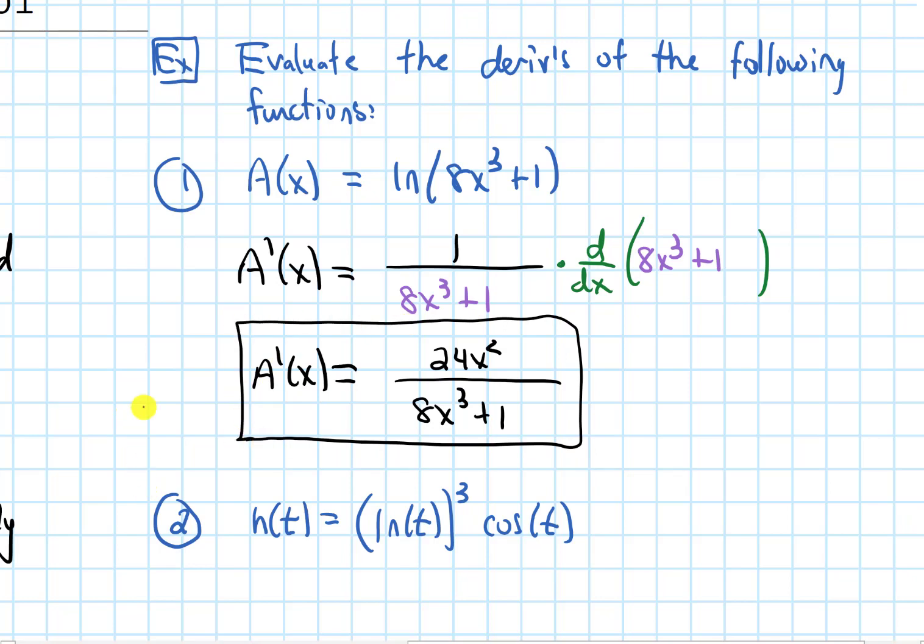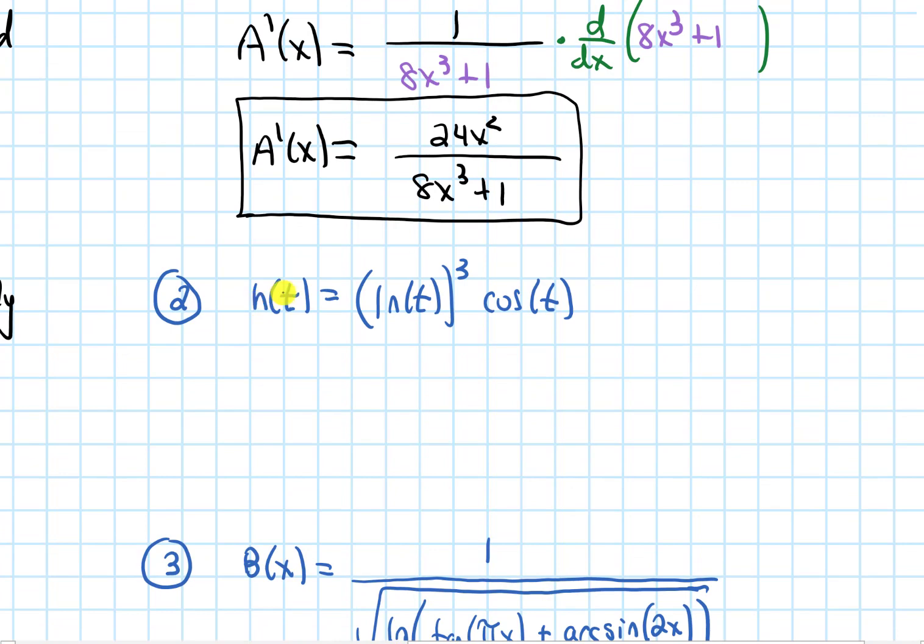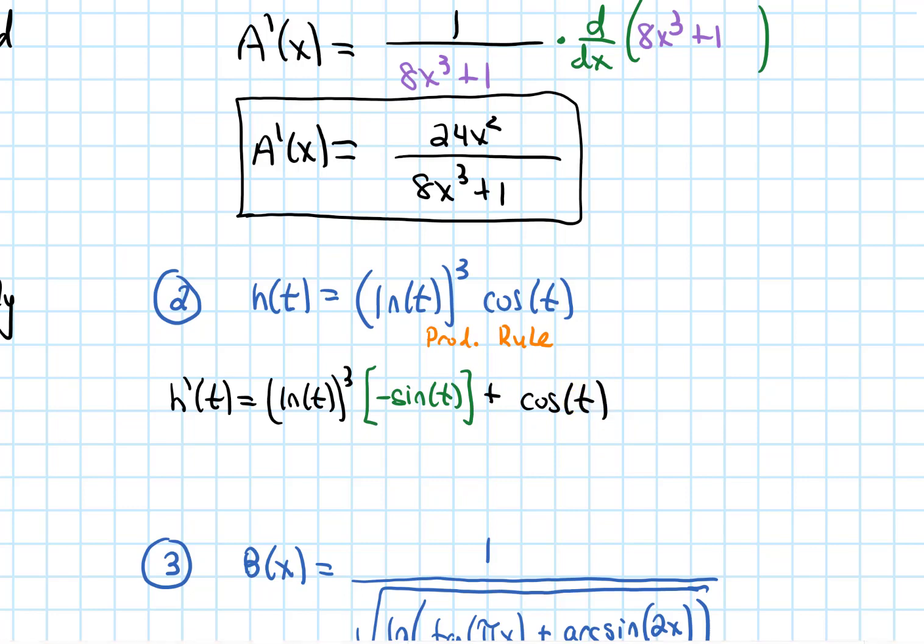All right, let's do example 2. So now we have h of t, and this is the quantity ln of t being cubed, and then times cosine of t. To get this started, I have 2 functions being multiplied, so we will need product rule, at least first. So when I do this derivative, product rule says take the first function, which is the quantity ln of t being cubed, times the derivative of the second. And the derivative of cosine is negative sine. So I get negative sine t. And then plus the second function, plus cosine of t, times the derivative of the first.